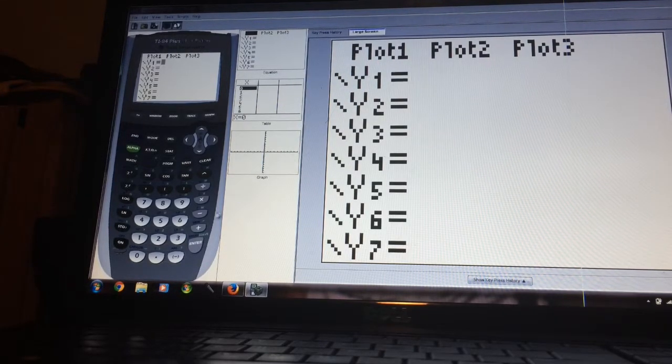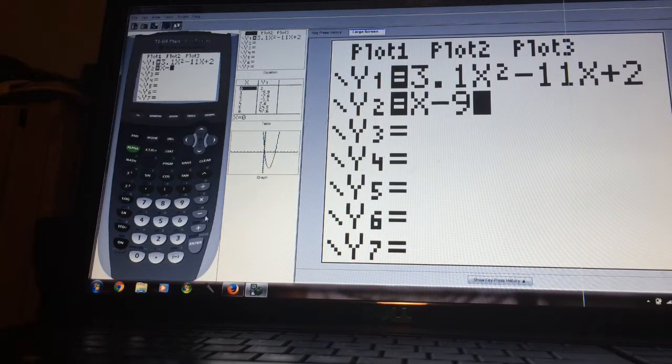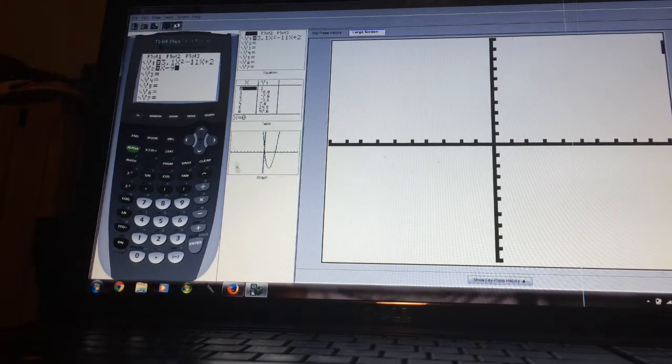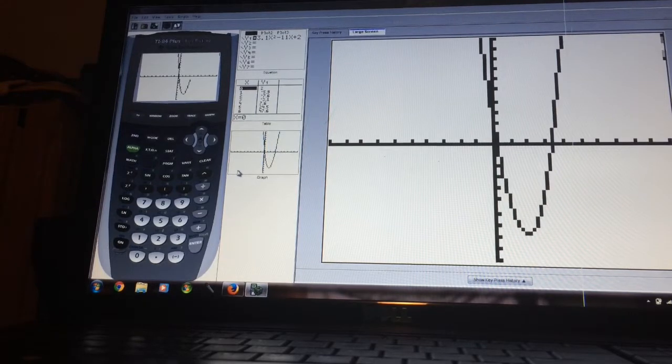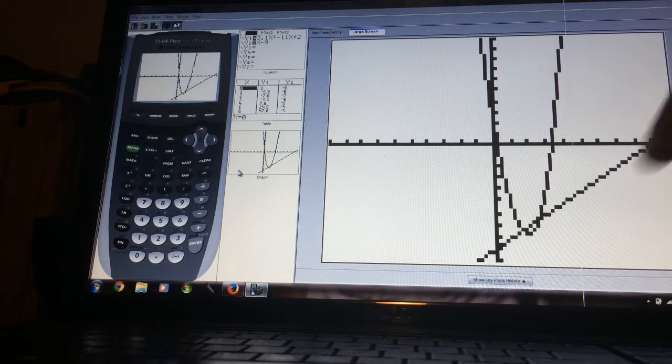We want to type in our problem, which is 3.1x^2 - 11x + 2. Type in our next graph, which is x - 9, and now we want to press graph. Wait for the two graphs to show up, and you will see down here at the bottom that the two graphs are crossing each other.